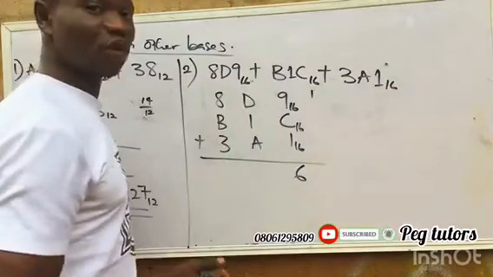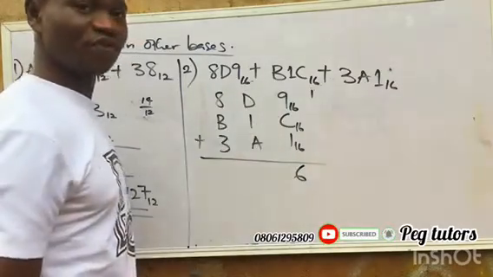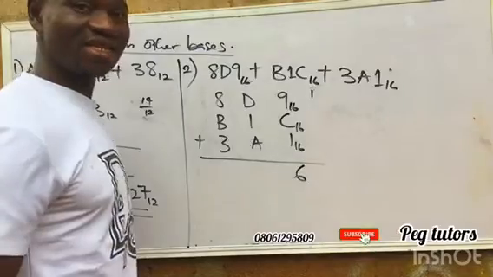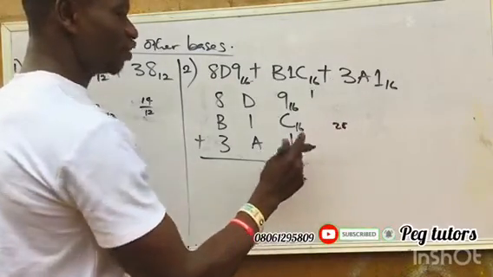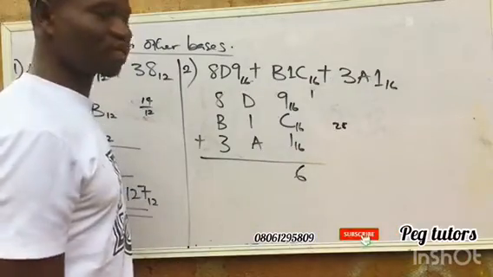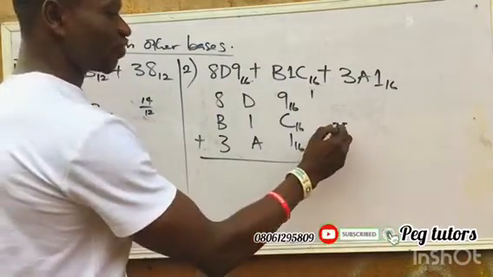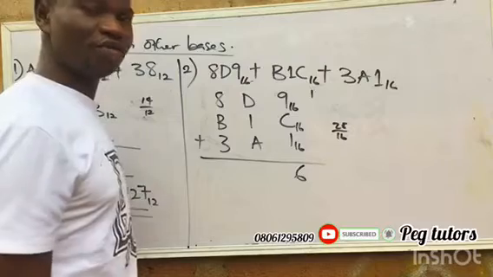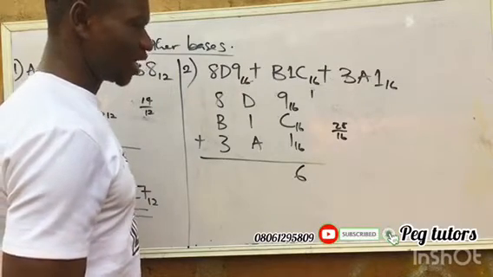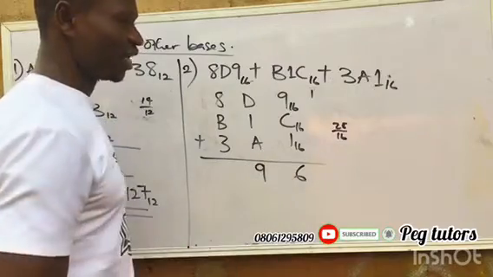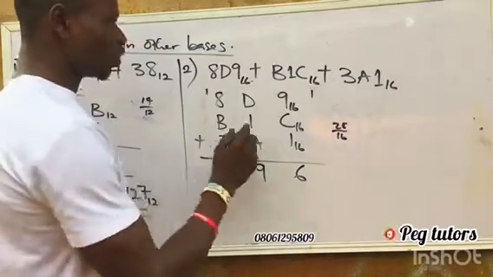Remember, you carried 1 here. D is 14. 14 plus 1 is 15. 15 plus 10 is 25. So you are having 25 here. 25 is bigger than 16, so it cannot exist. Now, divide 25 by 16. What would you have? You have 1 remainder 9. Drop the remainder here, which is 9, then carry 1. That means you are putting 1 again here.